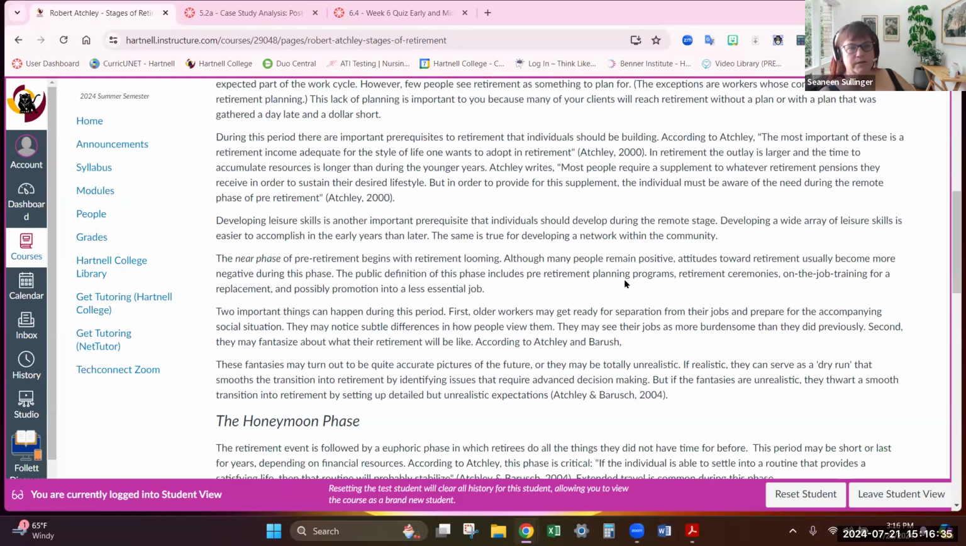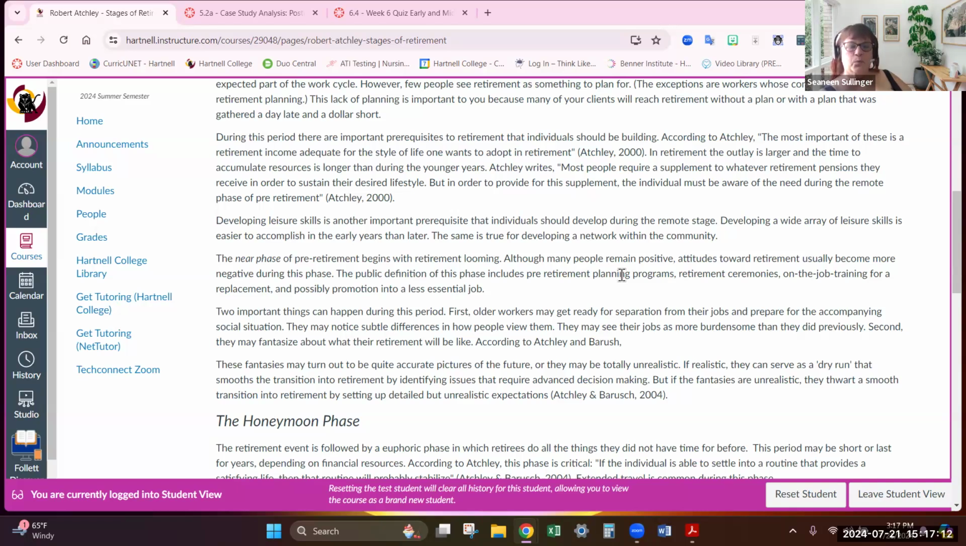Depending on how you are going to handle that, it says two important things happen. Older workers may get ready for separation from their jobs and prepare for the social situation. There might be subtle differences in how people view them. If you've ever worked in a place where somebody's leaving, not necessarily to retire but to take another job, I call it short timers syndrome. Their behavior changes, and you're like, oh, I know they're leaving. You can see they're not as engaged with work as they have been in the past.